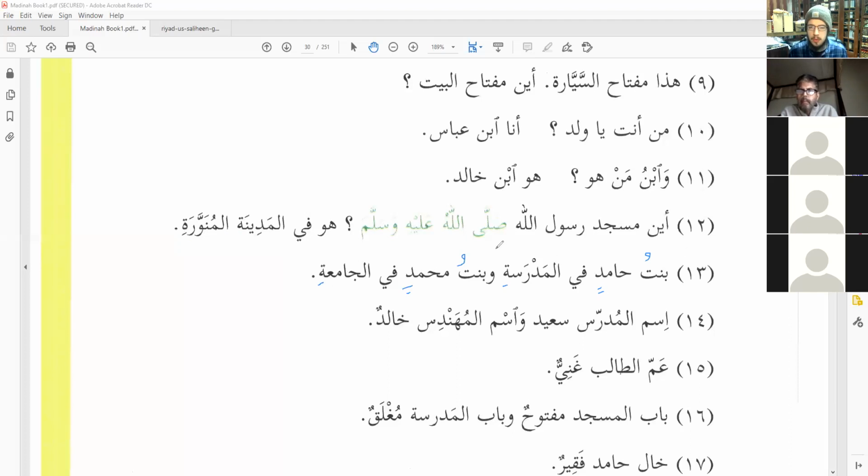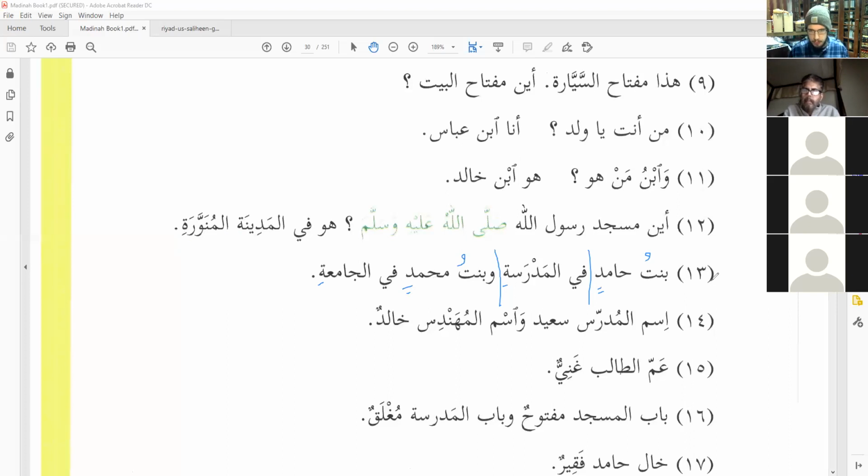Fantastic, great job. Okay, so what type of sentence are we dealing with? Jumla ismiya, a nominal sentence. Well, two jumal. The first one, the mubtada is bint Hamid, and the khabar is fil madrasa. And the second one, the mubtada is bint Muhammad, and the khabar is fil jami'a. Yes, fantastic, great work. Okay, bintu hamidin, and they have two kasras because they are proper masculine names. Very good.